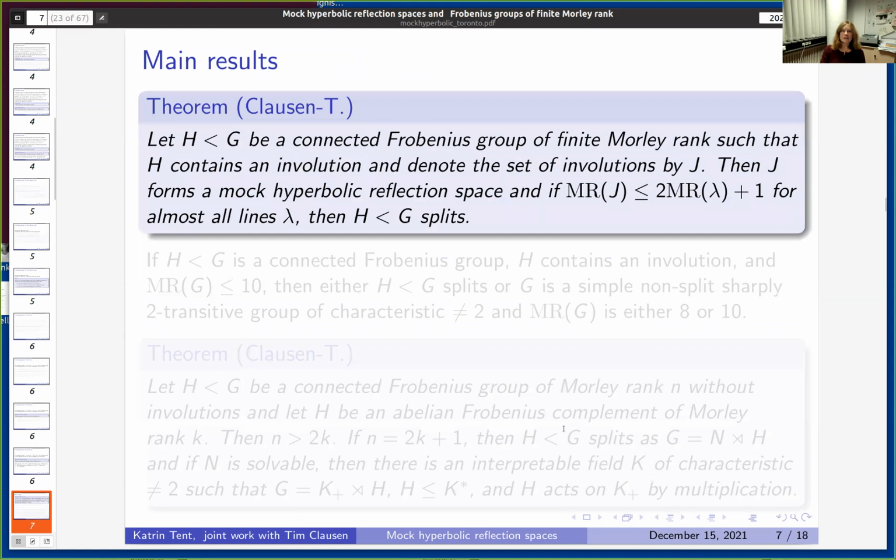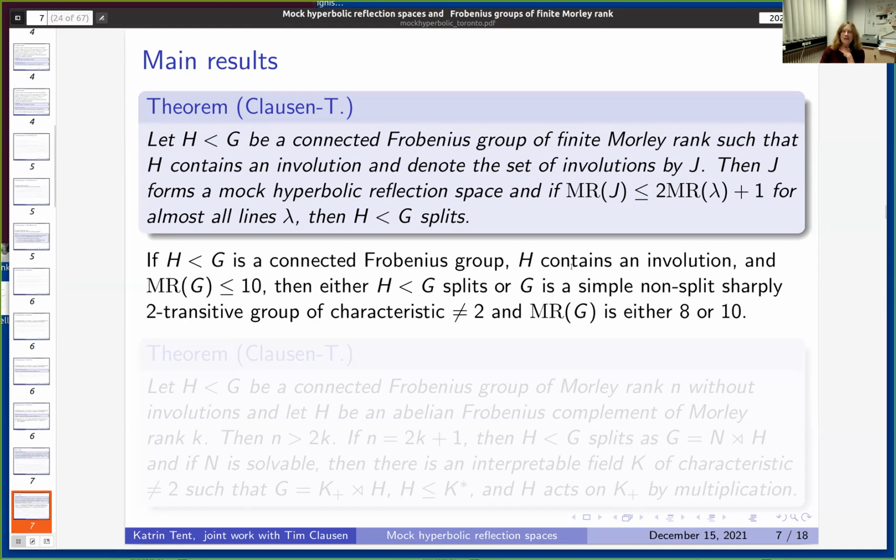So we can phrase the results as follows. If you have a connected Frobenius group of finite Morley rank, so in the odd type case, H contains an involution and J is the set of involutions, then these involutions actually form a mock hyperbolic reflection space. And if a generic line lambda, if this same inequality that we saw in the previous slide holds, then the group actually splits.